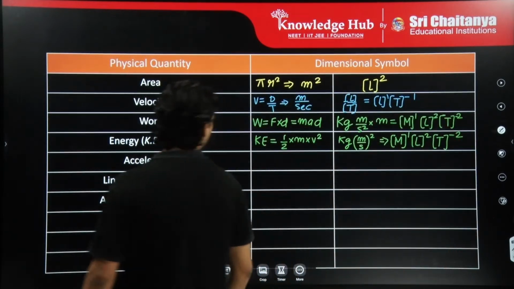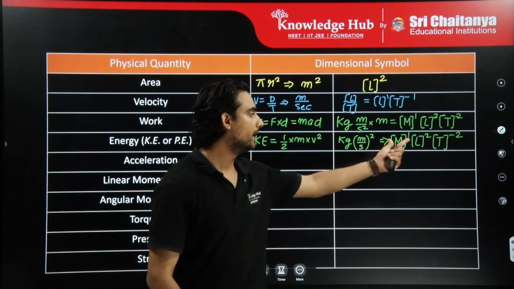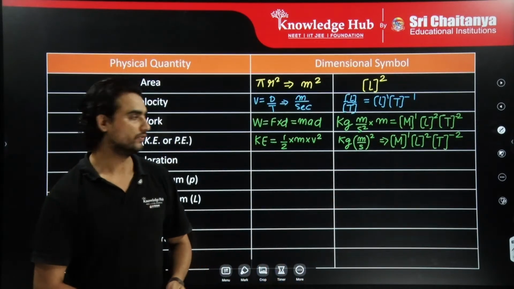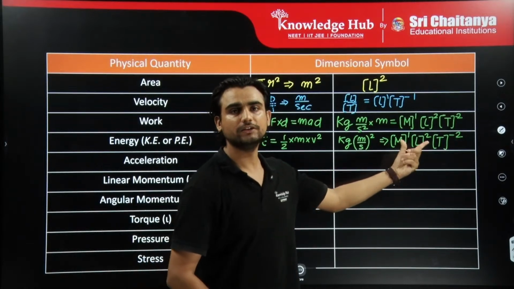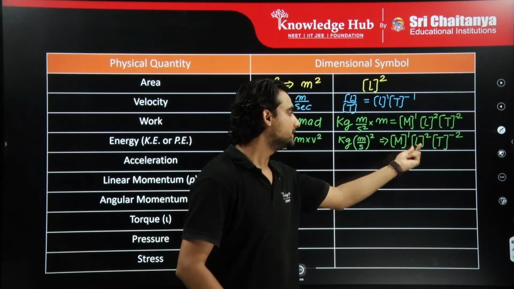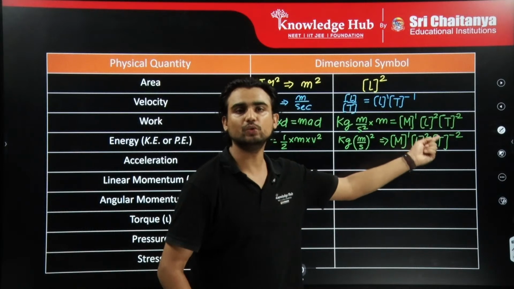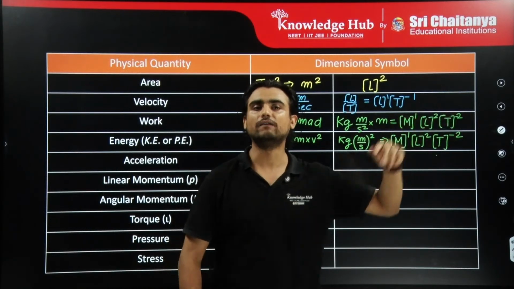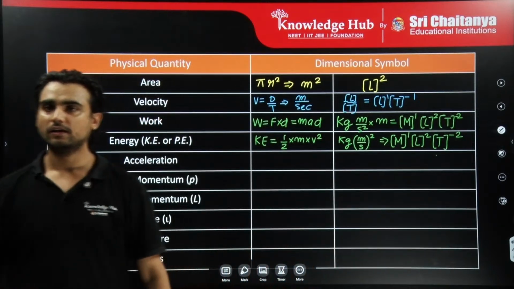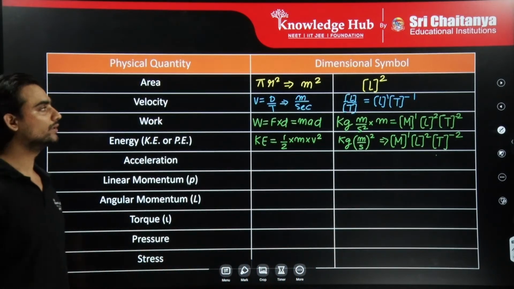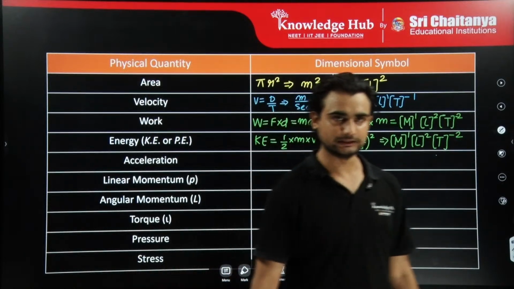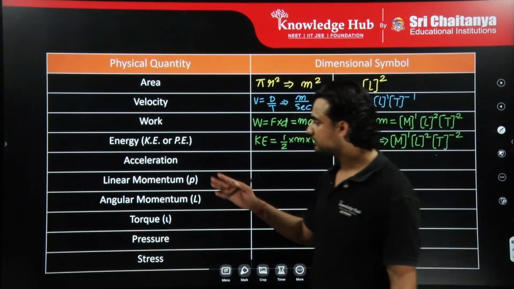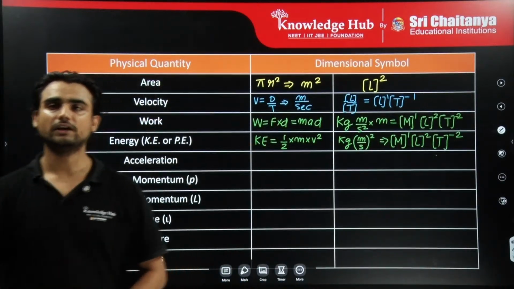So the dimensional formula for energy is M L squared, M raised to 1, L raised to 2, and T raised to minus 2. That is, M is my base quantity which is raised to the power 1. L is my base quantity which is raised to the power 2. Time, that is T, is my base quantity and it is raised to the power minus 2. So I hope this is clear to you, how to find dimensions. So I will request you now to please solve these fundamental quantities.